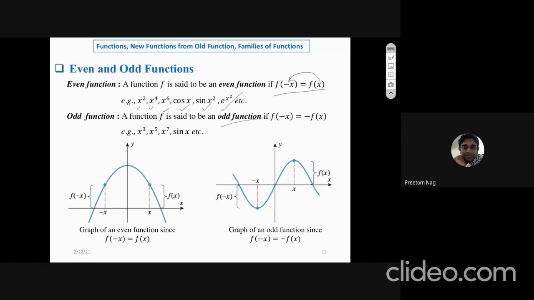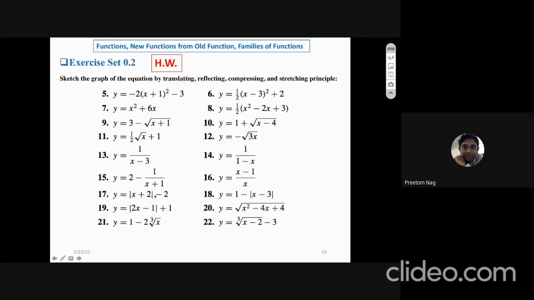And for the case of an odd function, replace x with negative x, and you'll get f of negative x equals negative f of x. In that case, you will have this graph. So that means when x is positive, f of x is positive, and when x is negative, f of x is negative. Okay, so this is what we call the odd function, and this is what we call the even function. Okay, so that is all for now. So you can sketch the graph by translating, reflecting, compressing, and stretching principles.